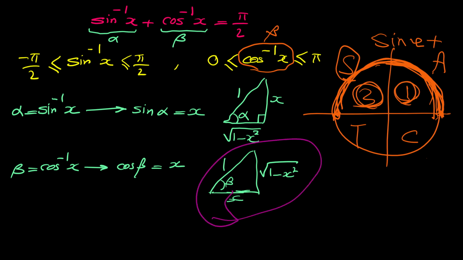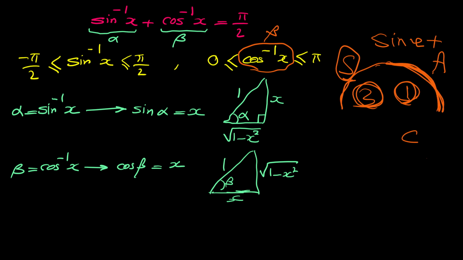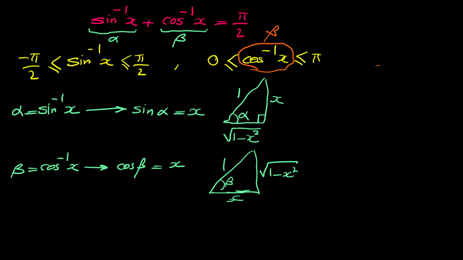Look at this triangle. What is sine of beta? Sine of beta is opposite over hypotenuse. So radical 1 minus x to the 2 can be the sine of beta, but not negative, because sine is always positive in quadrant 1 and quadrant 2. So we only accept the positive sign for the length of this side.